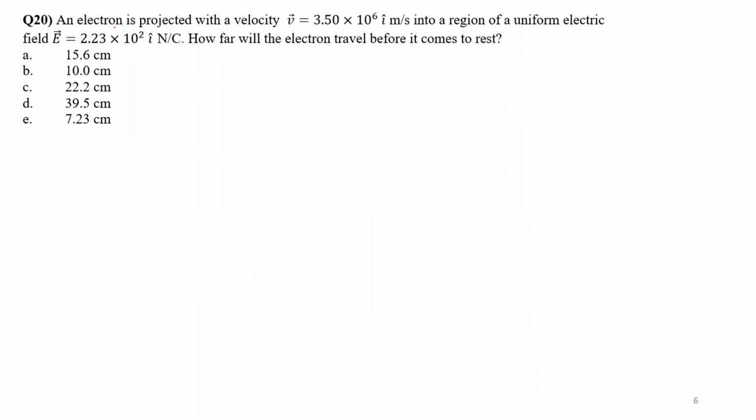So we have here an electron which is projected with an initial velocity of 3.5 × 10^6 i hat meters per second into a region of uniform electric field. The electric field is also along the positive x direction. The question is very simple. How far will the electron travel before coming to rest?